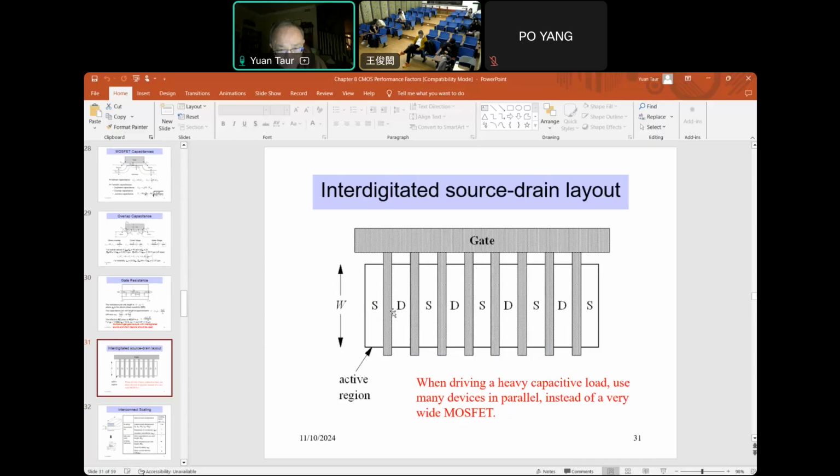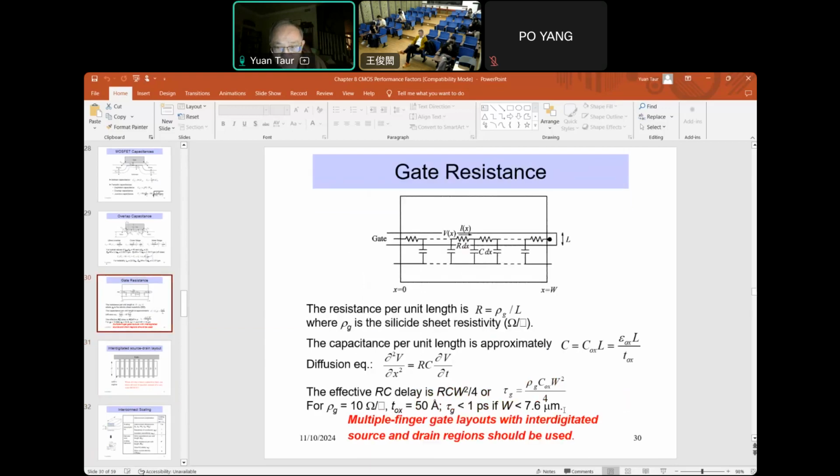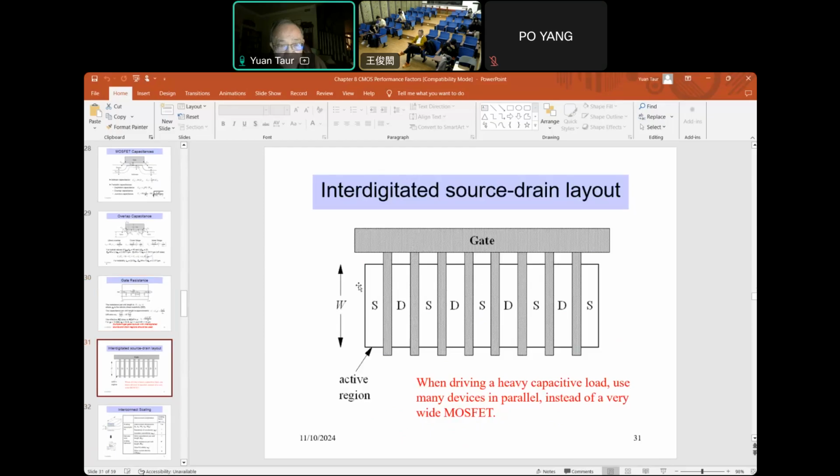So altogether there are 8 MOSFETs. So current is multiplied by 8 without making the width any wider. And remember, if you make the width 8 times wider, then the gate resistance will go up as 8 squared, or 64. So that would be too much. So instead of making the device wider and wider, we make a multi-finger layout like this. And this is standard.